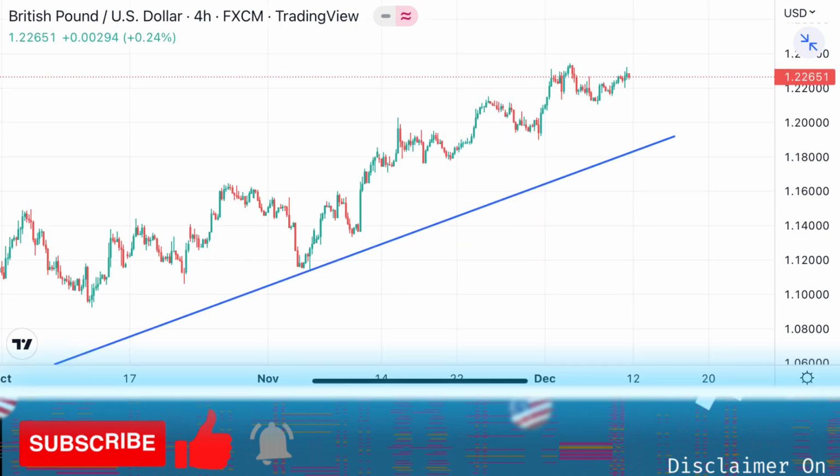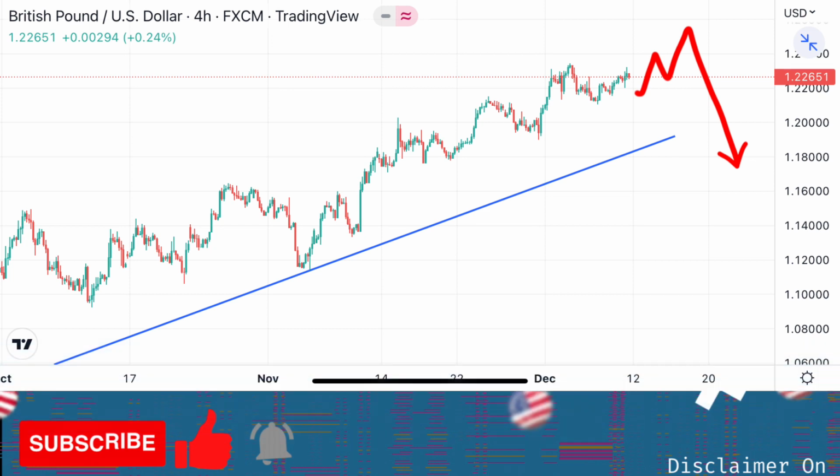So, what's next for Pound USD? My analysis for Pound USD is the same as Euro. It will go bullish a little more and then find a sell setup. Pound will bias to the downside. Remember, always wait for price action to enter the market as confirmation.